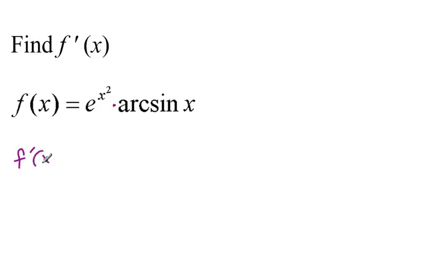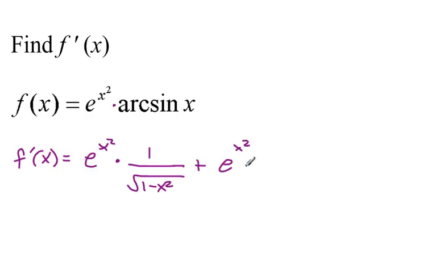Welcome back. On this one, when we do this, we have e to the x squared left alone, times the derivative of arc sine x, which is going to be 1 over the square root of 1 minus x squared, plus the derivative of e to the x squared, remember, is going to be e to the x squared times the derivative of the inside, which is 2x, and then, of course, arc sine x left alone.